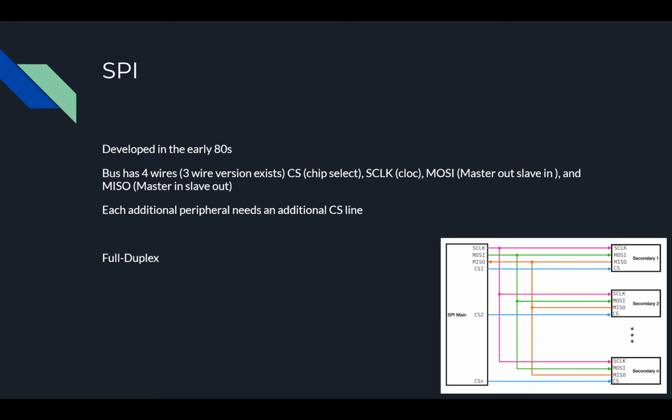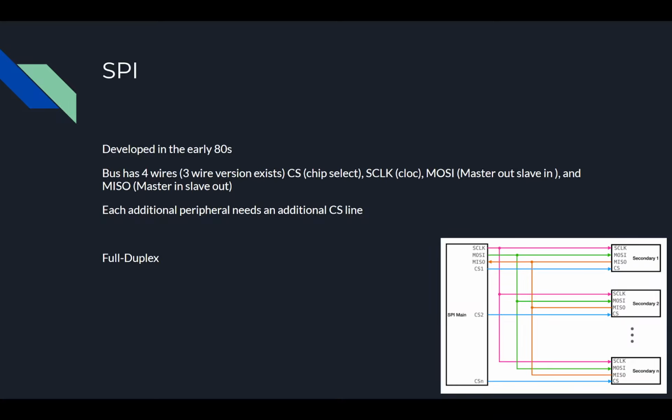The next one is SPI. This was designed and developed in the early 80s. Primarily, it's a 4-wire bus. There are 3-wire versions that are available. We have chip select, serial clock, MOSI or master out slave in, and MISO master in slave out.